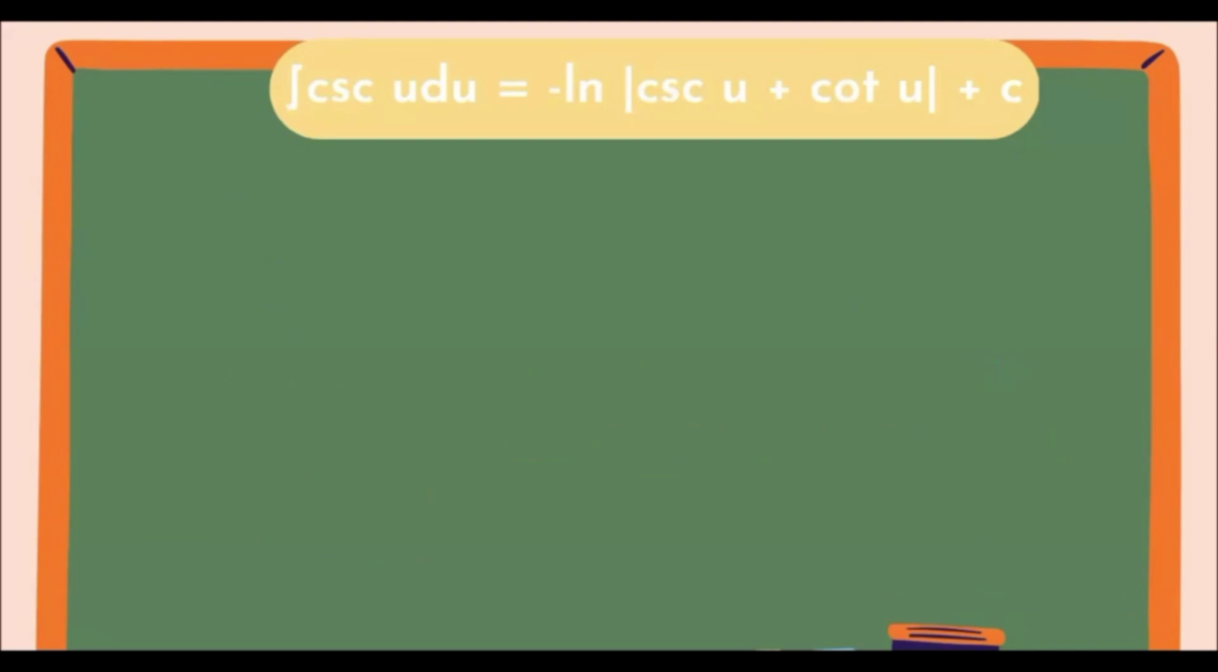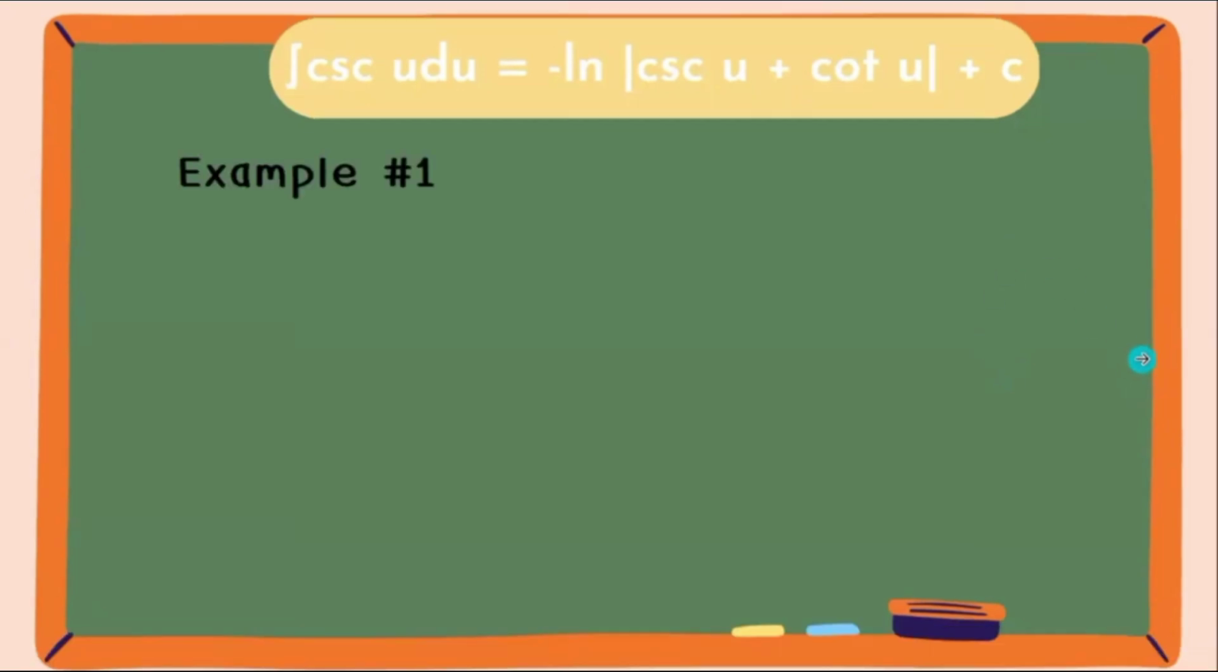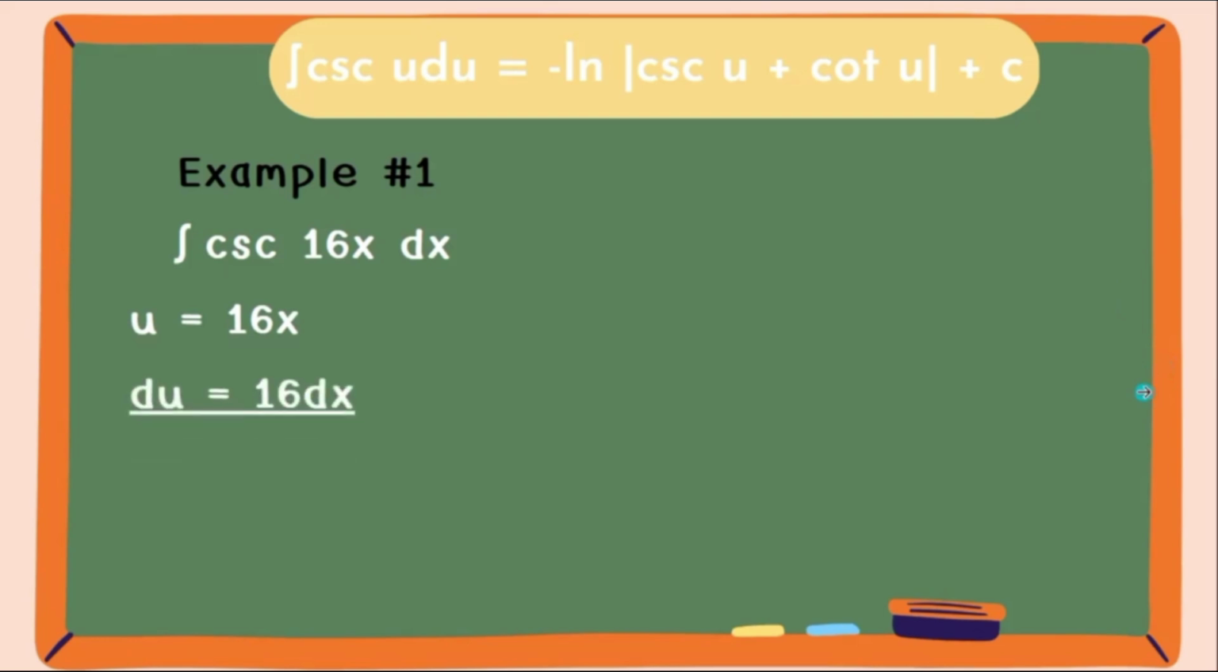In this example, we will be using the integrals of cosecant u du is equal to negative ln absolute value of cosecant u plus cotangent u plus c. Example number 1. Integrals of cosecant 16x dx. First, we need to identify what is the value of u, which is u is equal to 16x. Then, identify the value of du, which is 16 dx.